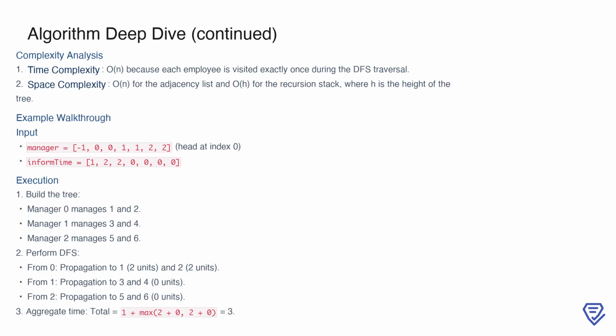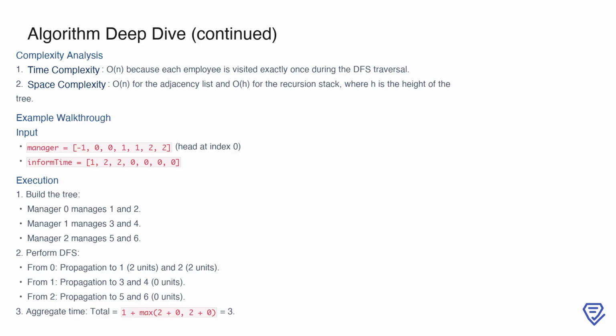Let's walk through an example. Suppose the input specifies manager equals [-1, 0, 0, 1, 1, 2, 2] and inform time equals [1, 2, 2, 0, 0, 0, 0]. Here, employee 0 is the head, managing employees 1 and 2. Employee 1 manages 3 and 4, while employee 2 manages 5 and 6.